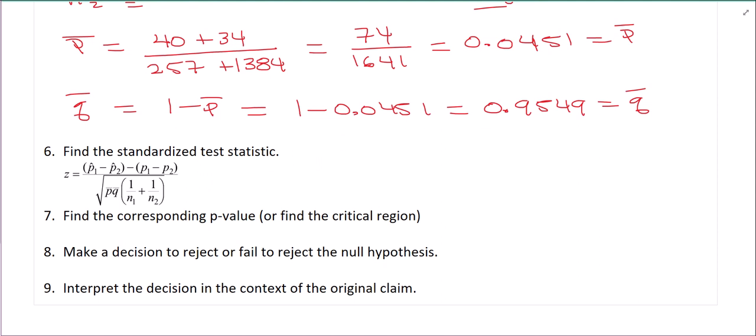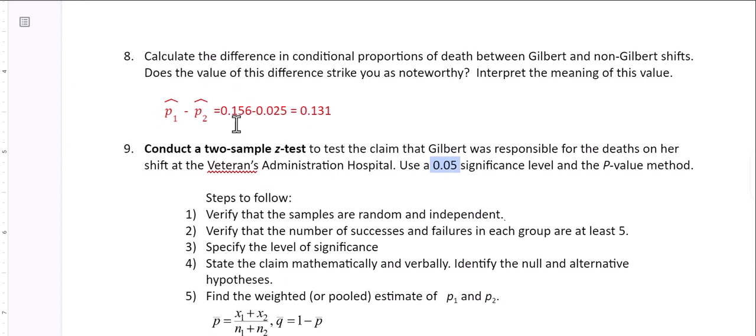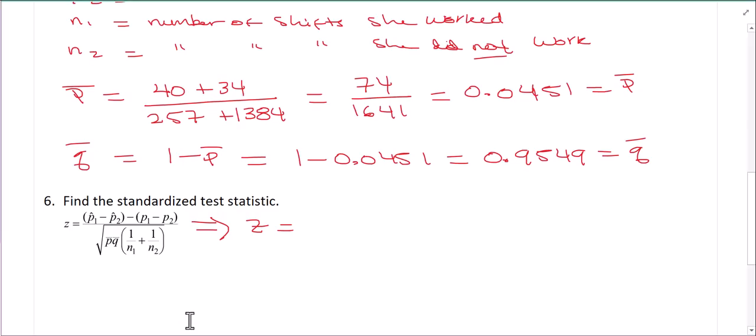Let me give myself more room here. All right, so now we're ready to compute our standardized statistic. So we can say then z is going to be equal to our P1 hat minus P2 hat. So these are our sample proportions for each death rate when she was working versus when she was not working. And we had already computed that in number 8. So this was 0.131. So let's go back to our notes. So that is the difference from our sample, 0.131, minus our population parameter, P1 minus P2.